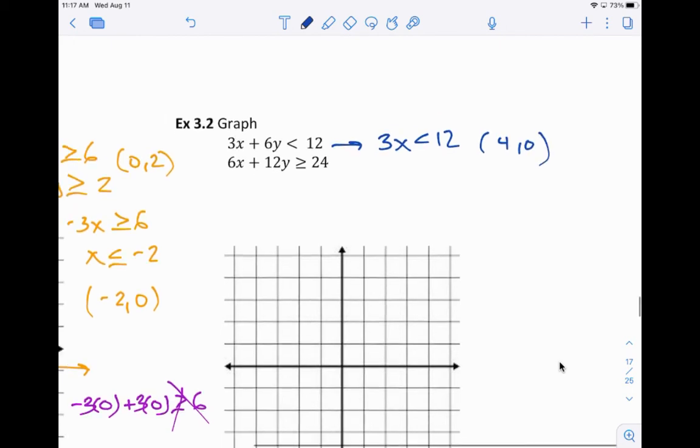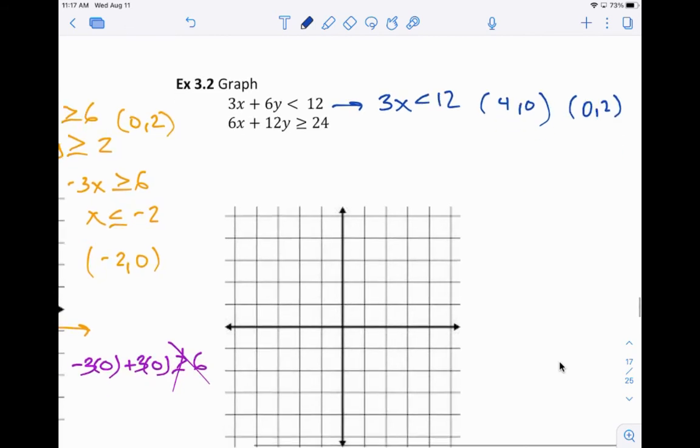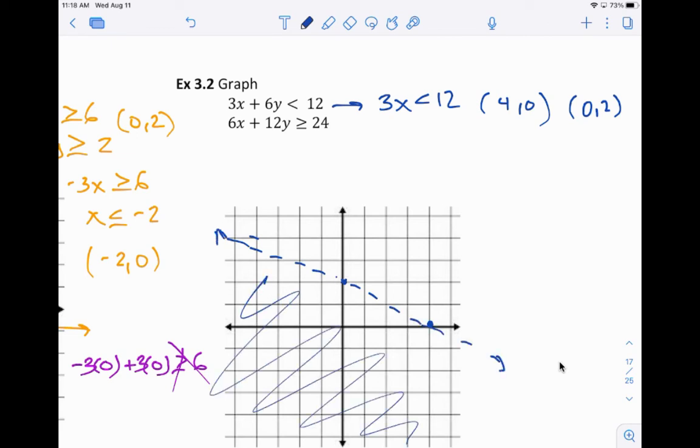And by that same logic, y is 2. So we have 4 out and then 2. It is strictly less than. Okay, it is strictly less than. So I'm going to do a dotted line, not equal to. And then just for future reference, I'm going to put that down there. Okay, then the next one.